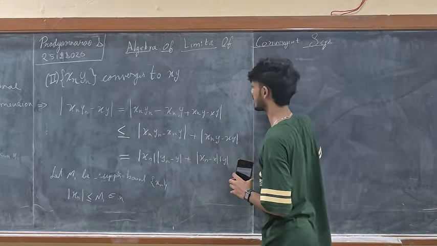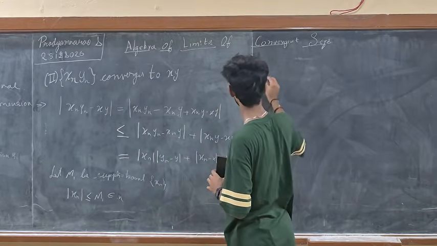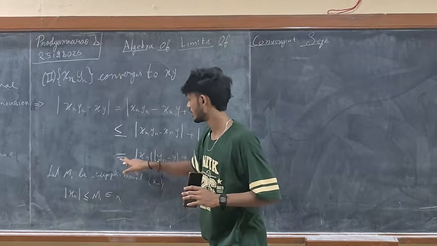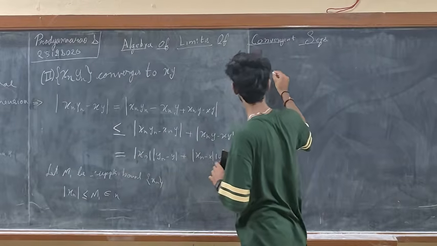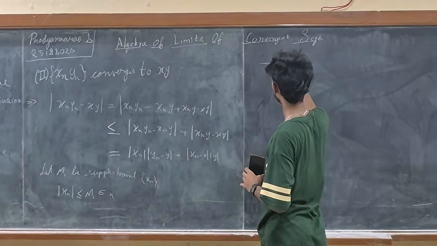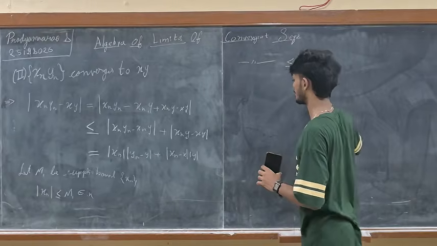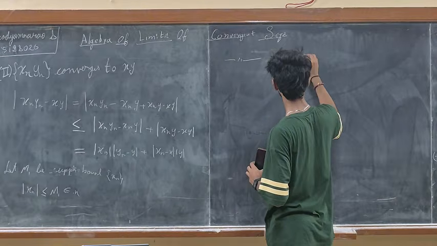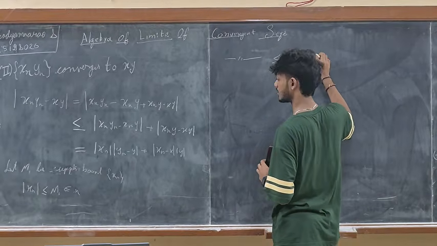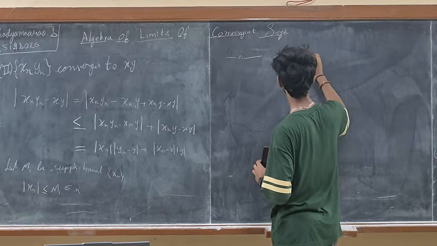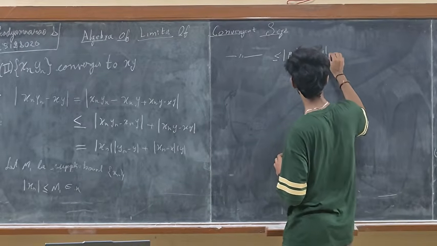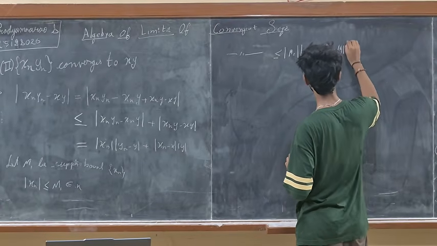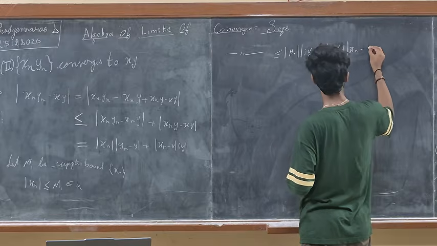We can further write the same expression, because it is an inequality which is less than or equal to M1, so the inequality again comes over here. We'll be writing that the LHS which is written over here will be less than or equal to M1 into the modulus of yn minus y plus the modulus of y into the modulus of xn minus x.